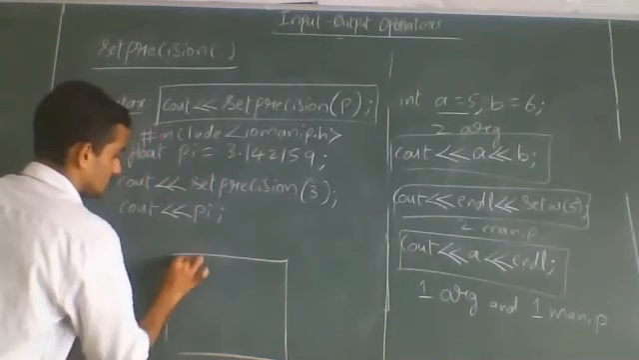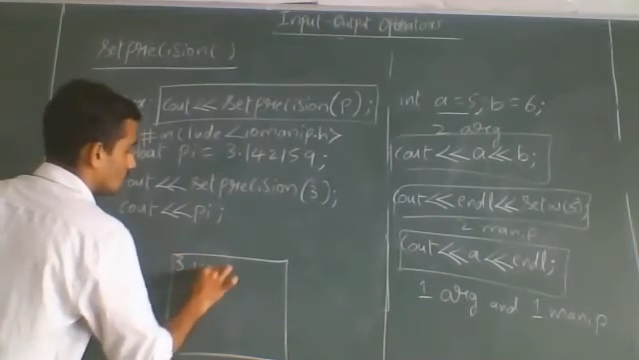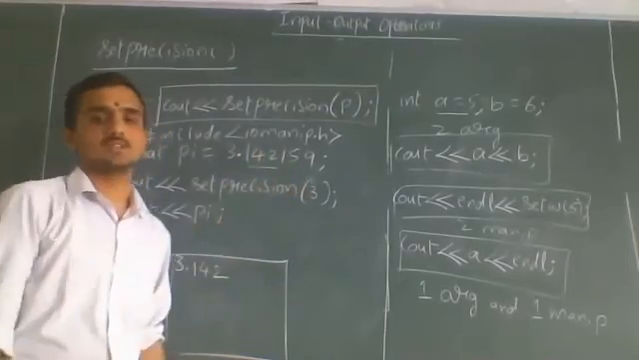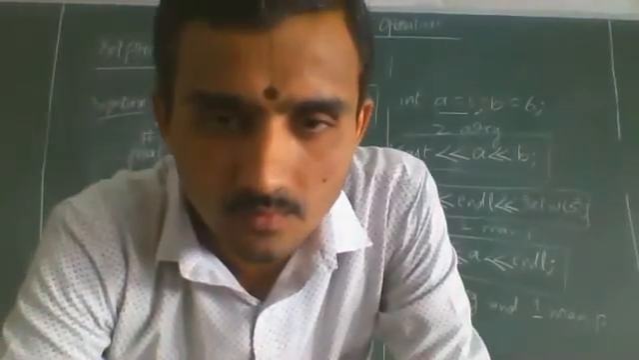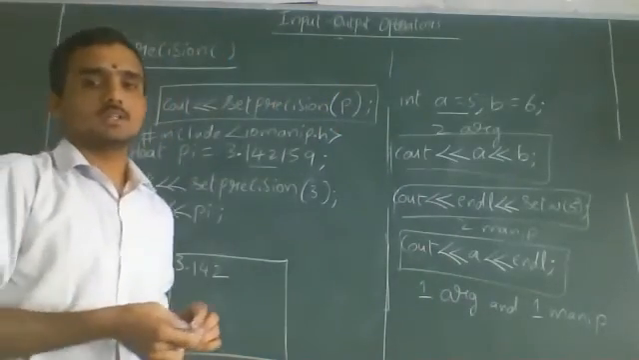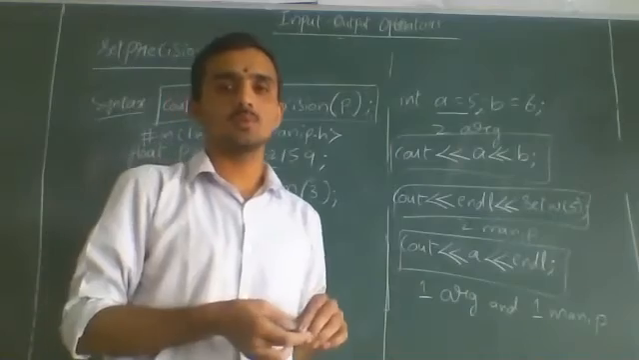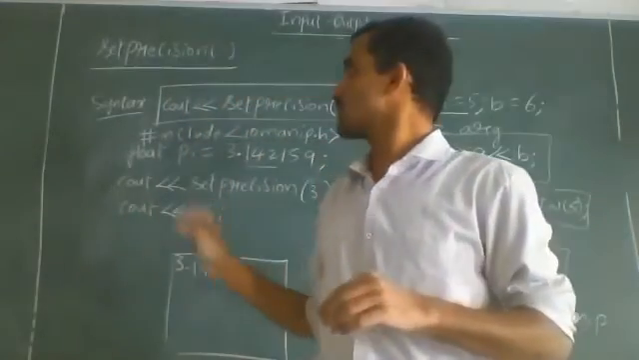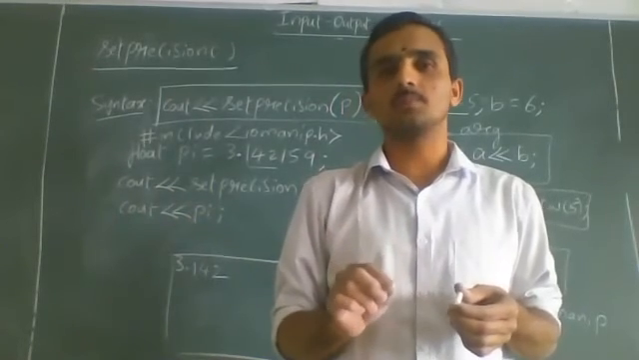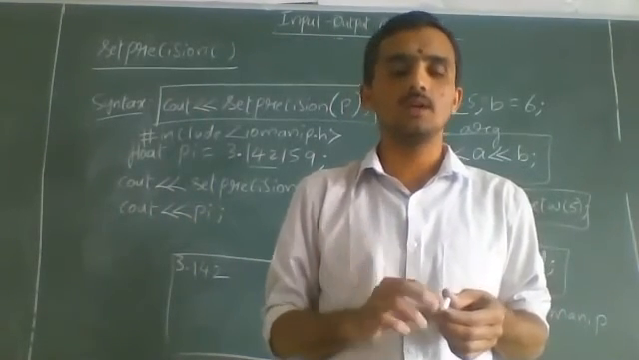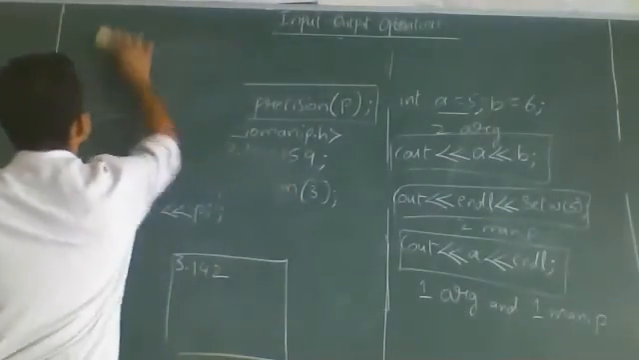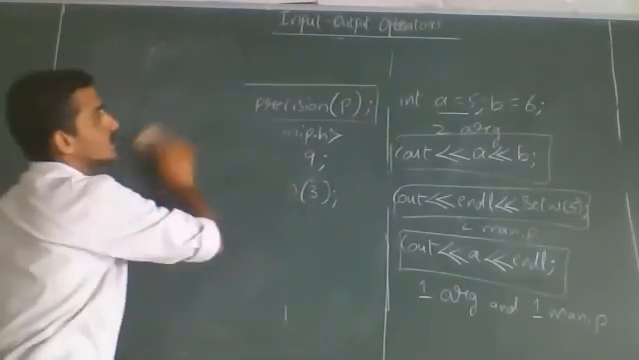So the output is 3.142, because the precision value is 3. After the decimal point, 3 digits will be considered. So I think this is the end of the chapter, input-output operators. In input-output operators, this is the last topic, set precision. So width, setw, fill, setfill, precision, setprecision: these are the functions used to format the data on the output screen, that is the console screen. In brief, once again we will discuss all these functions. In the next class, I will start the new chapter.